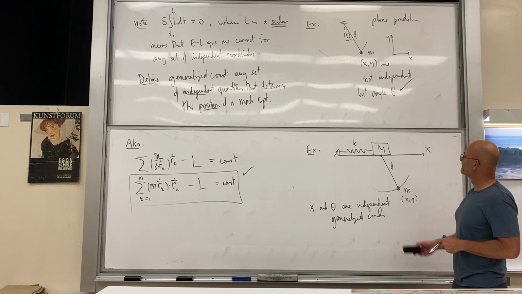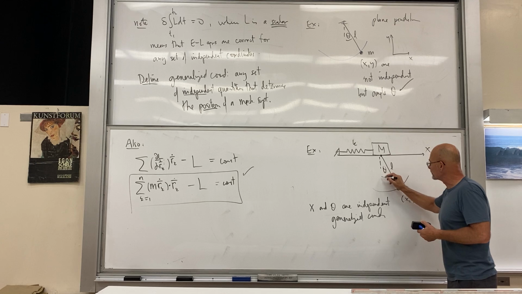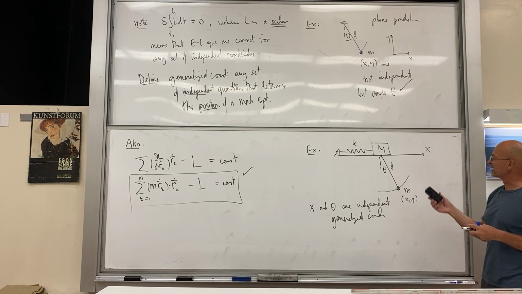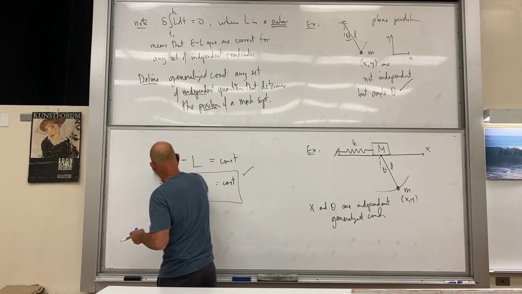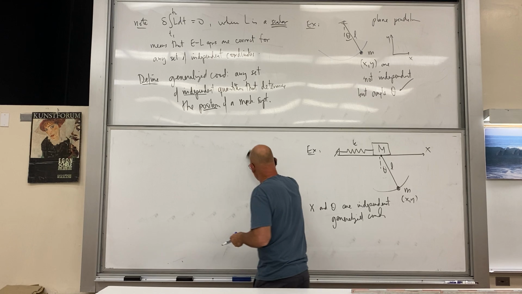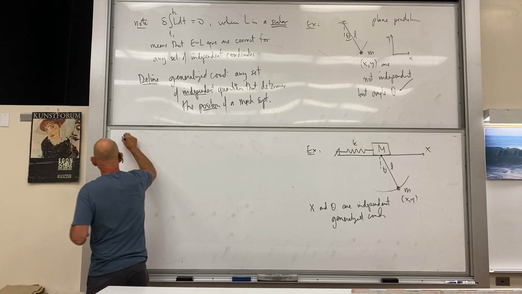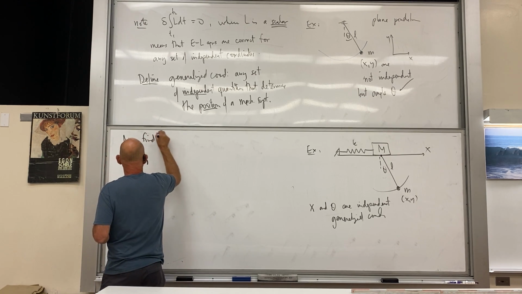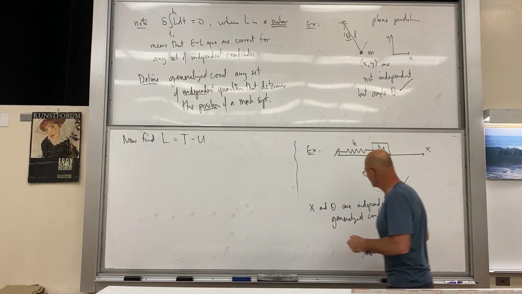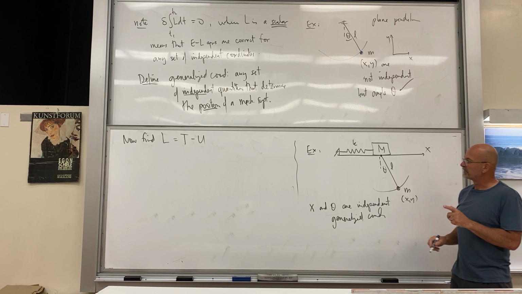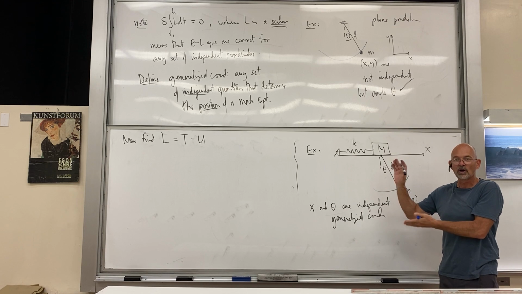And this one we're going to actually construct, and I'll give you a slightly more complicated one to work with. So x and theta are independent generalized coordinates, but we have to find the Lagrangian, L equals T minus U. So how do we go about doing that? All we know about potential and kinetic energy is fundamentally in terms of Cartesian coordinates.